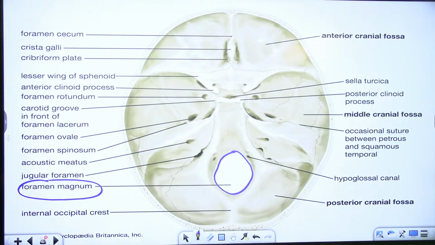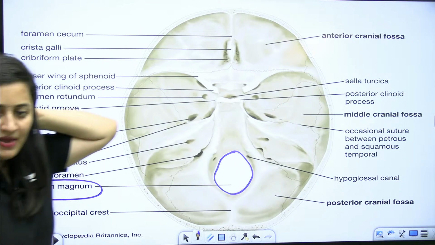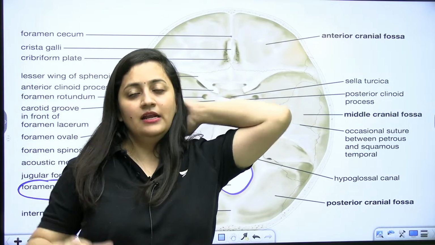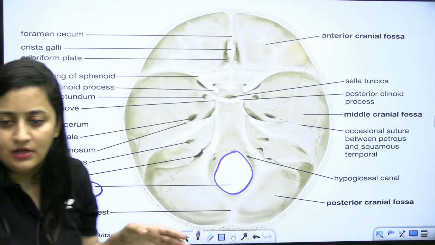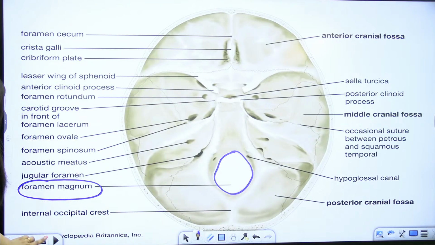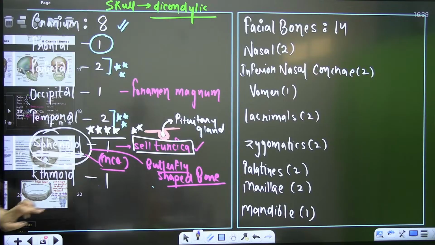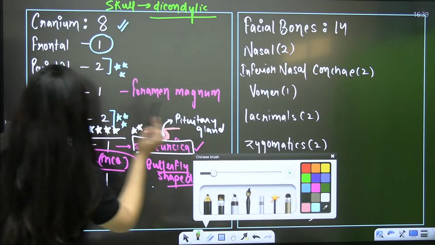So this is a kind of lower side, the posterior part. Imagine here you have the bone, and it has that foramen magnum from which your spinal cord is coming out. So that's what you have to remember. You should know about these two bones of the cranium at least.